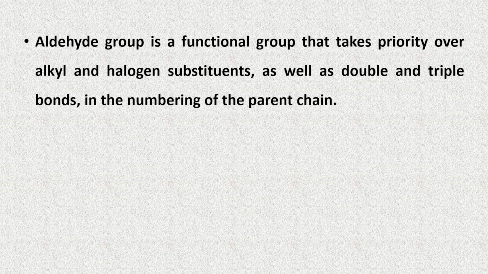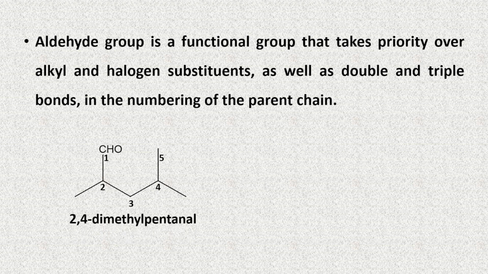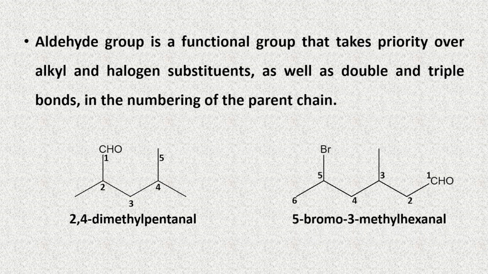Since the chain is numbered from the aldehydic carbon, the aldehydic group takes priority over alkyl and halogen substituents as well as double and triple bonds while numbering the parent chain. For example, in this compound, the numbering will start from the aldehydic group. There are 2 methyl substituents at positions 2 and 4. So its IUPAC name is 2,4-dimethylpentanal. In the second compound, the numbering is carried out from the right end. So its IUPAC name is 5-bromo-3-methylhexanal.